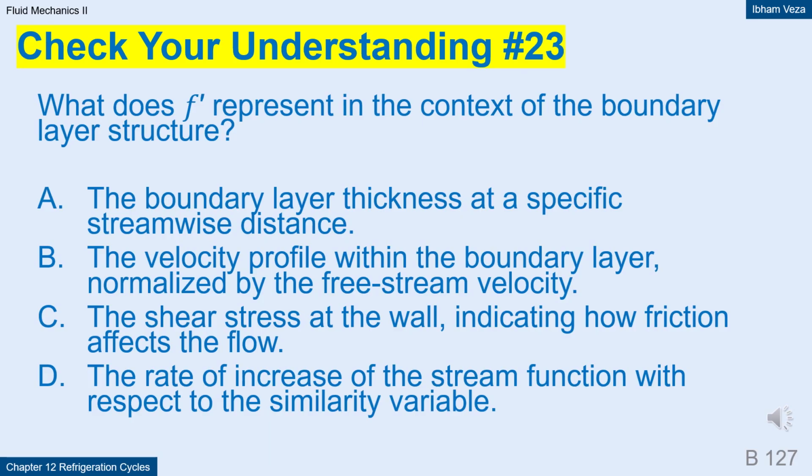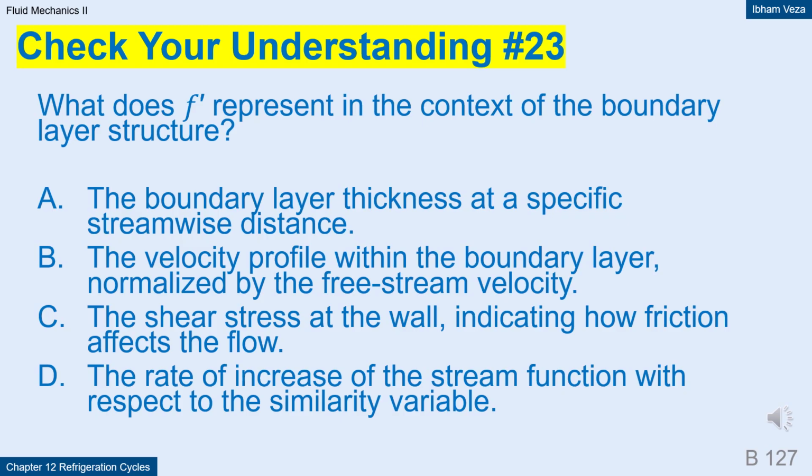Check your understanding number 23. What does f prime represent in the context of the boundary layer structure? B. The velocity profile within the boundary layer structure, normalized by the free stream velocity.